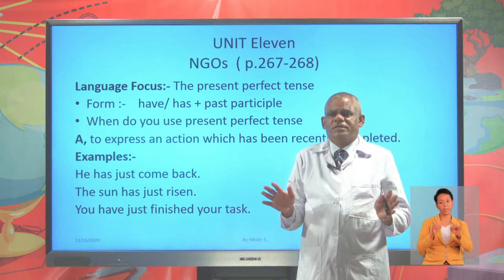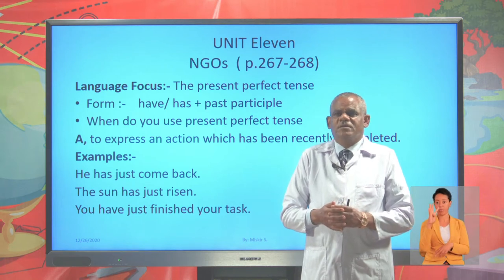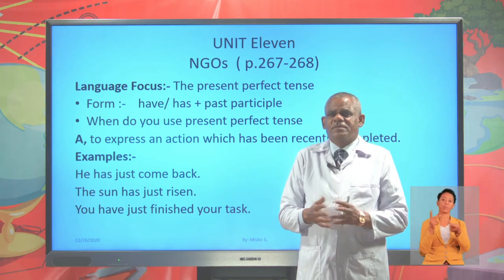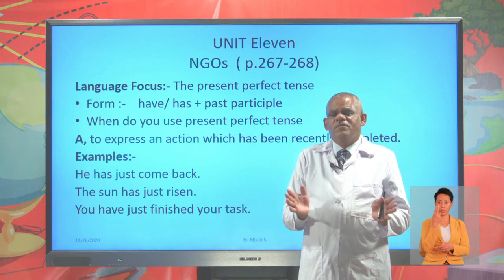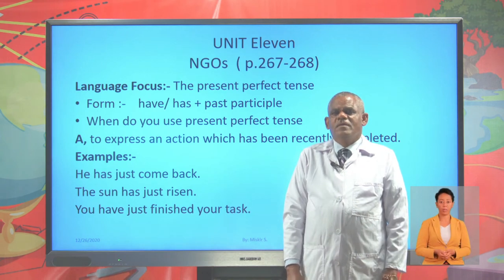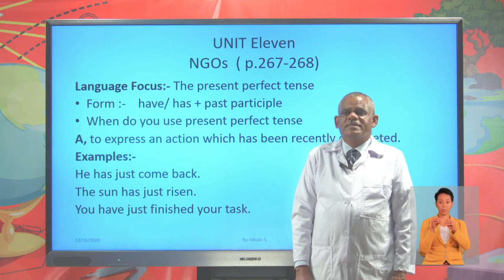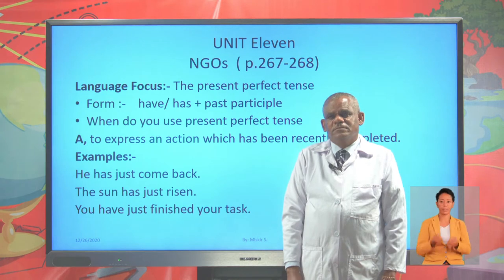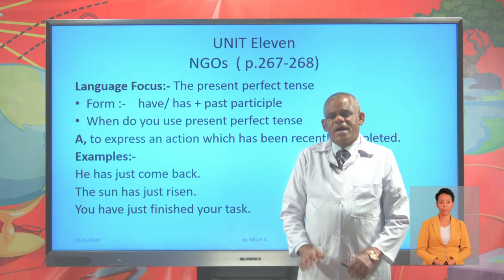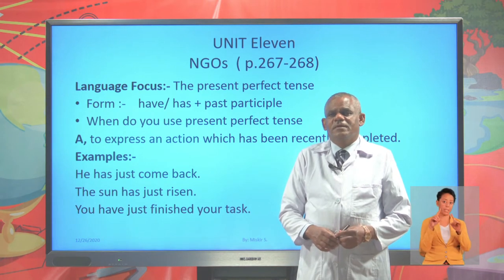There are different kinds of contexts in which we use the present perfect tense. Mainly, we are going to see four functions of the present perfect tense. That means it can be used in four different situations or contexts. The first one is to express an action which has been recently completed. The action is already past, but it's recently completed.